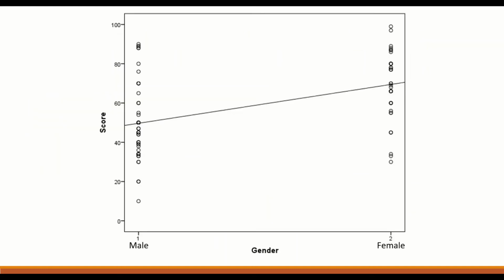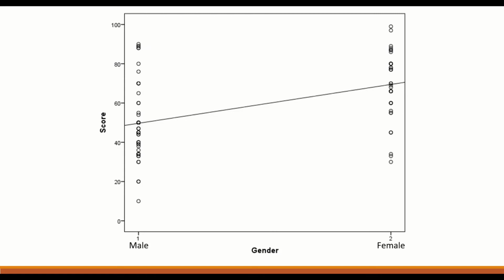Now, this is a scatter plot for a dichotomous group. So two categories, male and female, and the score. Again, as you can see, we draw a line. As we can see, once you shift from male to female, there is an increase in the score.